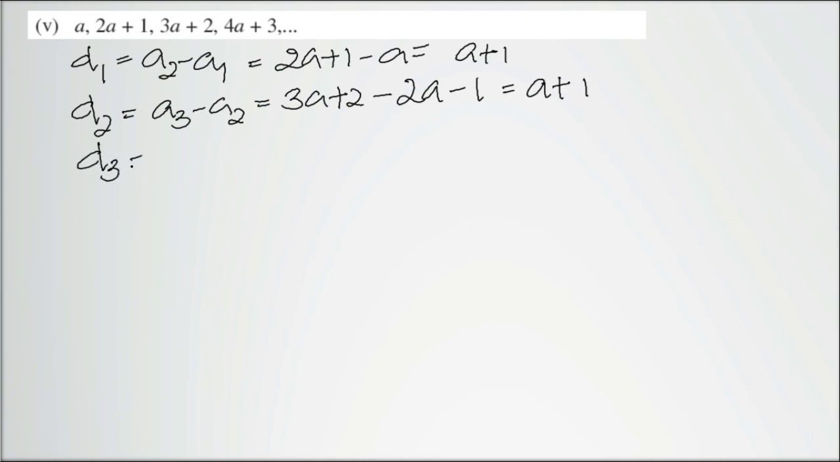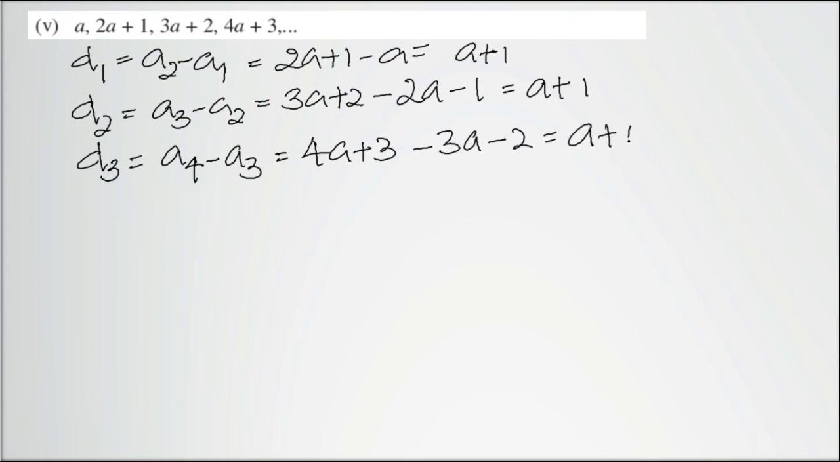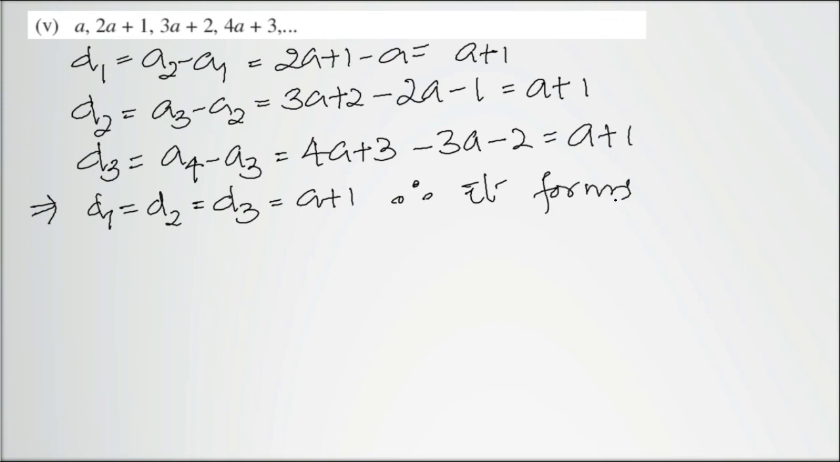The third difference is a4 minus a3. a4 is 4a plus 3 minus a3, which is 3a plus 2. Again we get a plus 1. Here we have d1 equal to d2 equal to d3 equal to a plus 1. The common difference exists. Therefore, the given series forms an arithmetic progression.